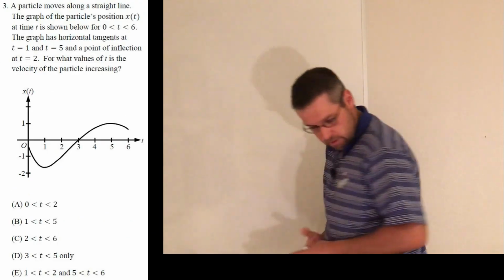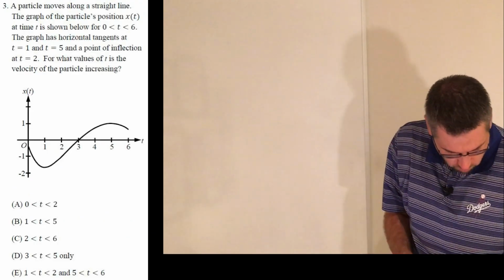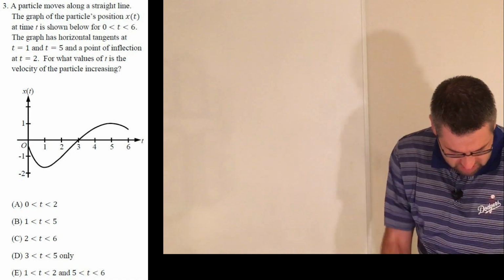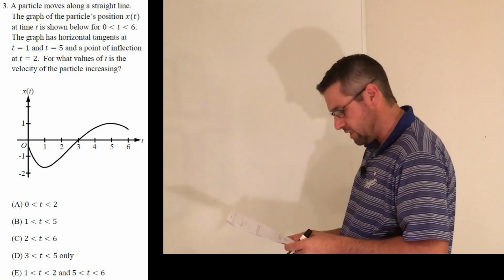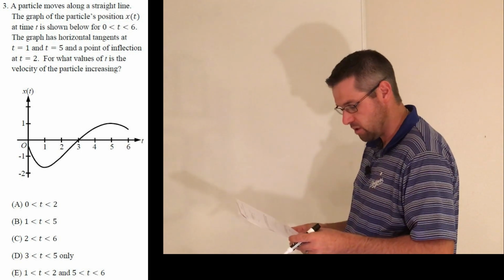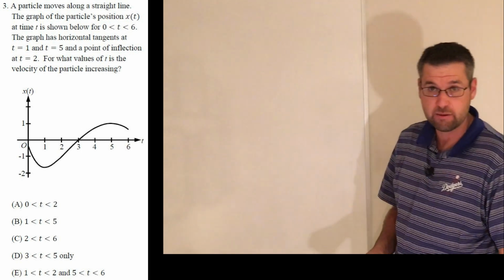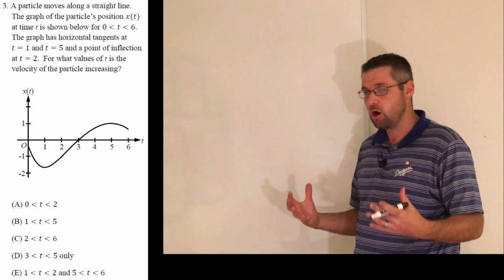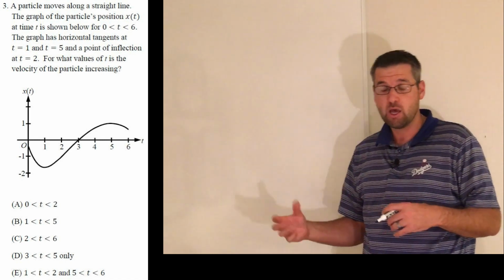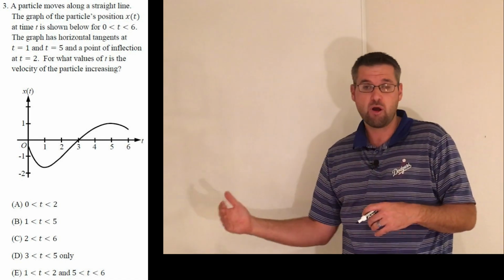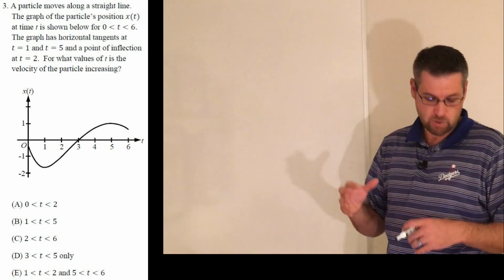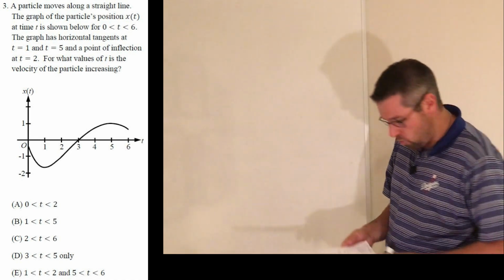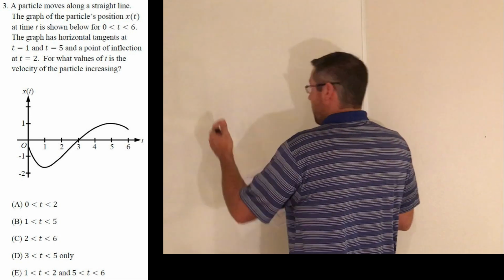For number 3, we're given the graph of the position of a particle, and it's asking for which intervals the velocity is increasing. So again, this is all about the chart, and we just have to interpret the chart of f prime and f double prime to be position, velocity, acceleration. So we are given the graph of position.